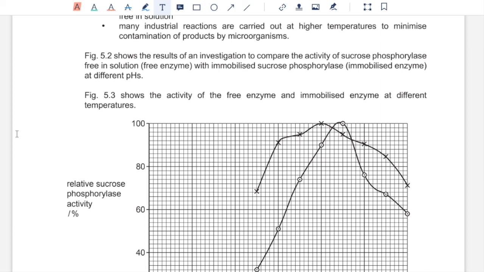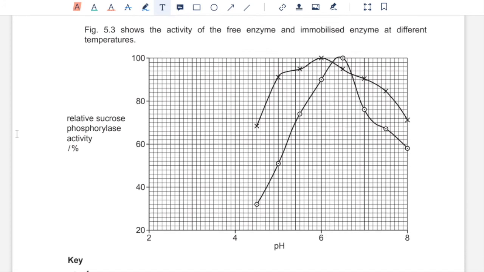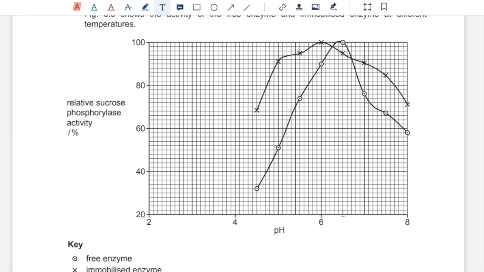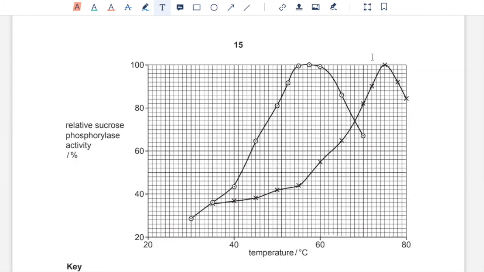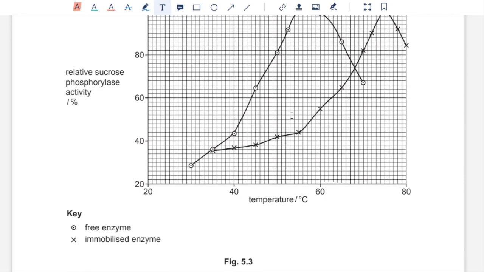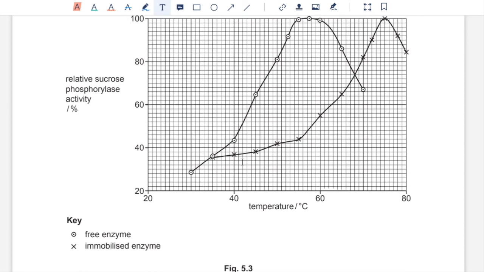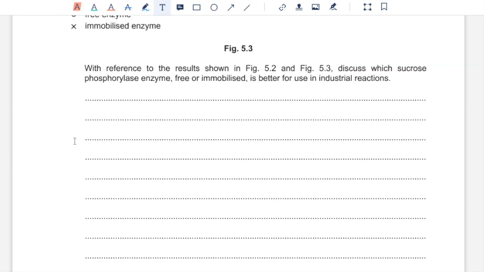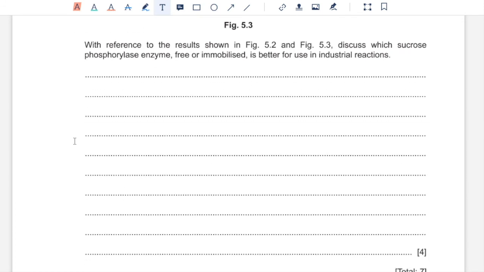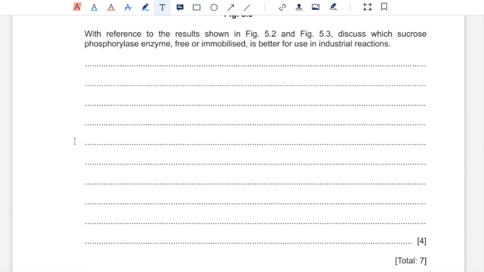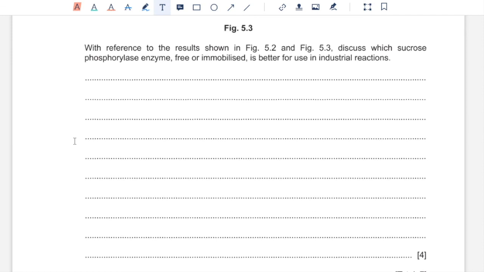Figure 5.3 shows activity of free enzyme and immobilized enzyme at different temperatures. So here we have varying pH and activity of the two enzymes, and figure 5.3 shows activity changing with temperature. With reference to the results shown in figure 5.2 and 5.3, discuss which sucrose phosphorylase enzyme, free or immobilized, is better for use in industrial reactions.